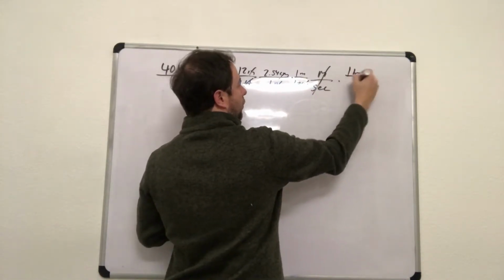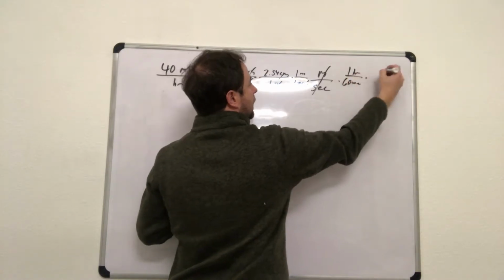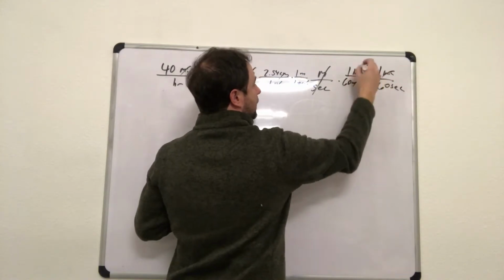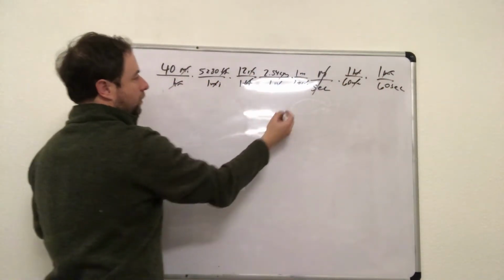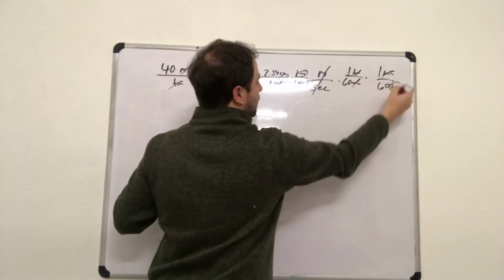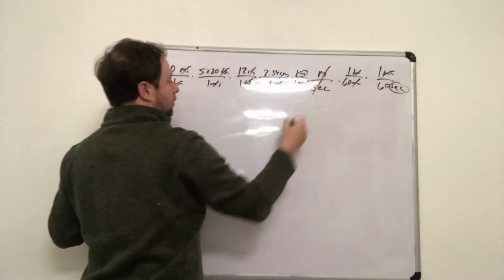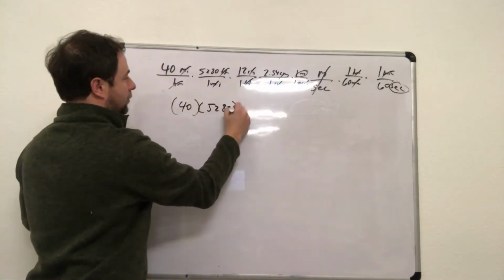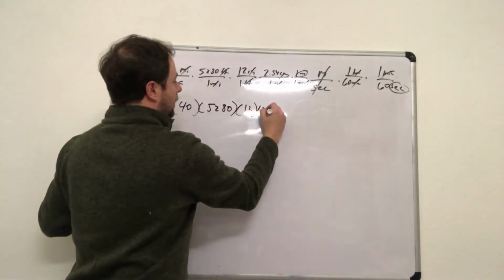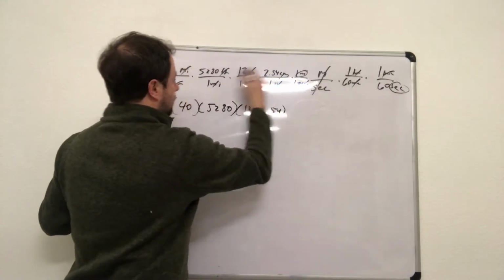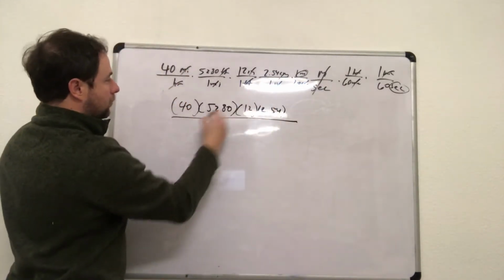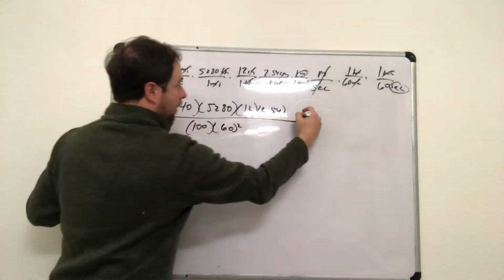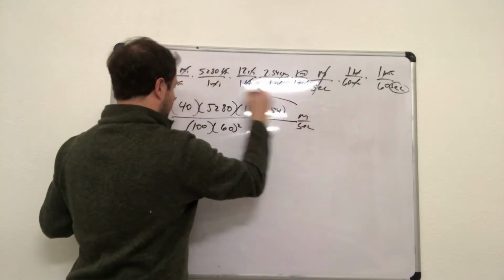We have 1 hour over 60 minutes, and then 1 minute over 60 seconds. Minutes are gone, hours are gone. You can see that we are left with meters and seconds, and that was the goal. Right here was the goal, what we wanted to do. So now we just label it: 40 times 5,280 times 12 times 2.54. It's all the numbers that I see on top. We have 100 on the bottom, and then 60 squared, meters per second.